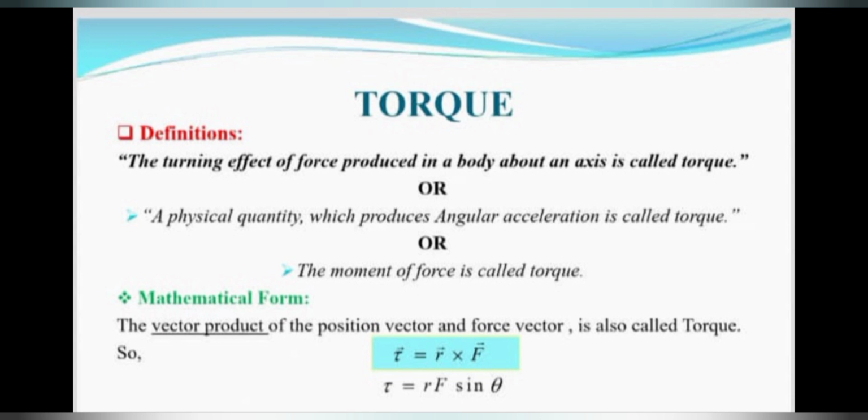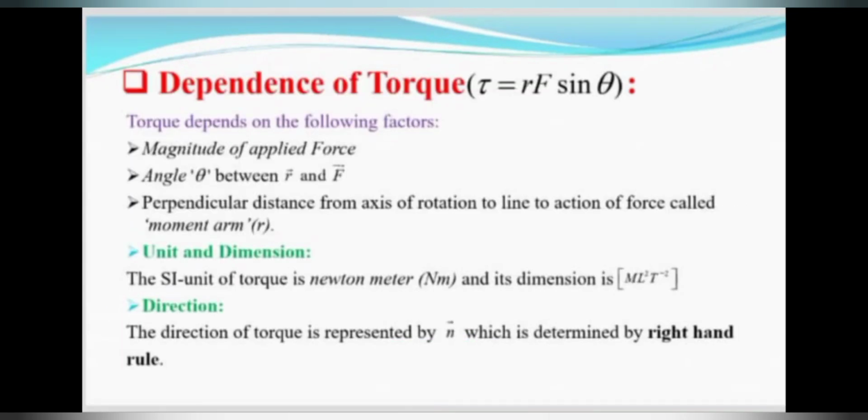So this is the mathematical form: torque vector equals r vector cross F vector. So torque equals r F sin theta. Next slide: factors that torque depends on. Torque equals r F sin theta.